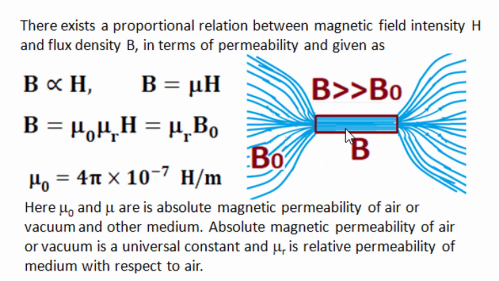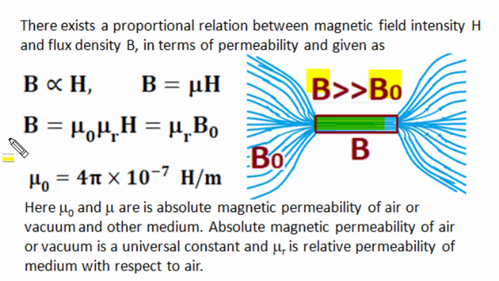In the same applied magnetic field intensity, the value of magnetic induction or magnetic flux density B in the iron core material is much more than the flux density or magnetic induction B naught in air, and the reason for this difference is the difference in permeability of air and iron core material.